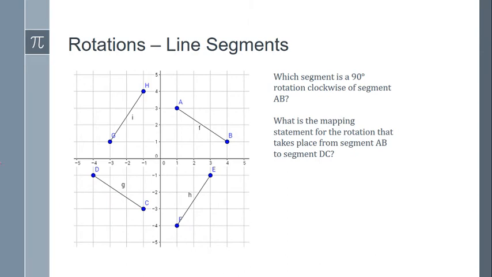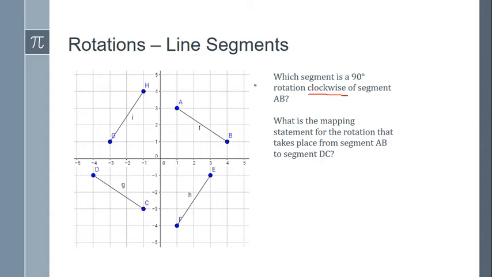All right, so let's practice rotating some line segments. Okay, so take a look at this diagram here. Which segment is a 90-degree rotation clockwise this time? See, we had to specify clockwise, of segment AB. And then let's go ahead and see if we can write the mapping statement for that rotation.